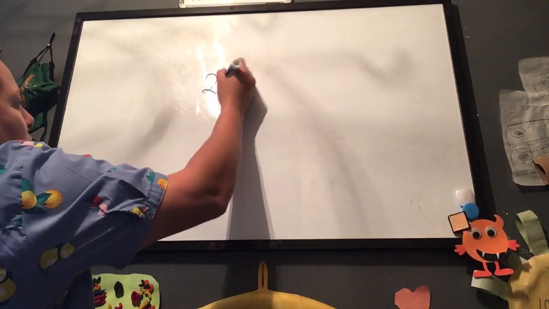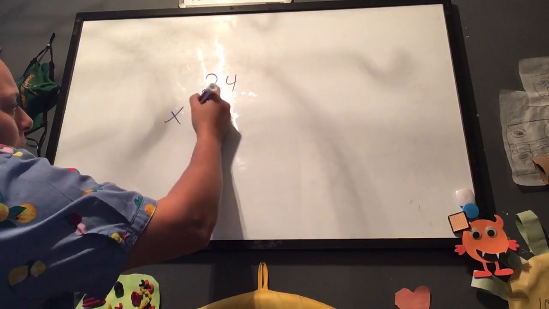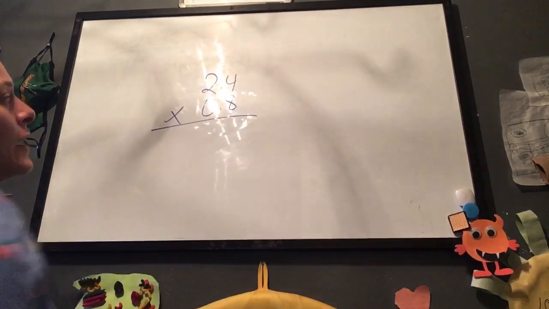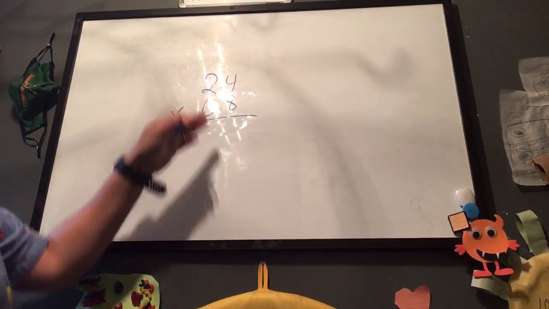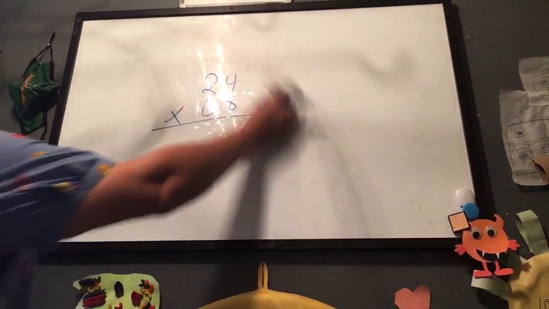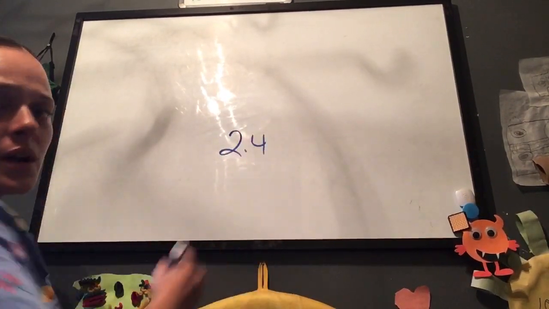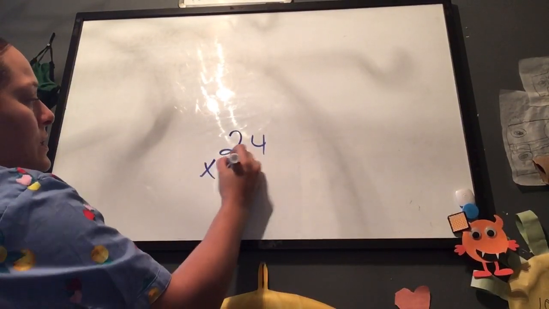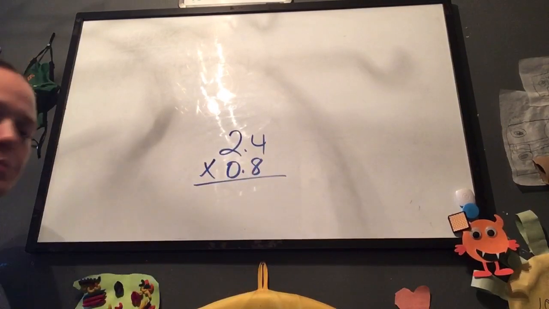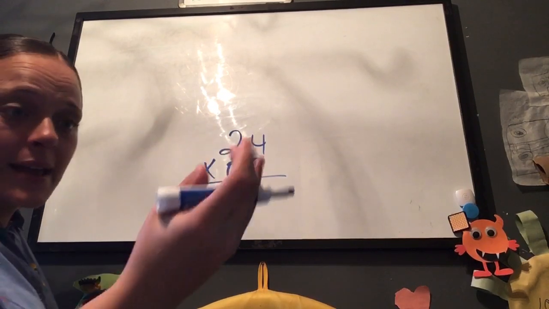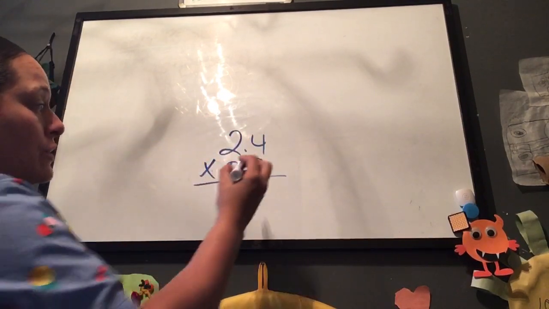So we are going to do multiplying of decimals. So let's say we have 2.4 times 0.8. Remember, we're lining up our decimals as always. Oh shoot, I'm sorry, can't see that too good. 2.4 times 0.8. So now we're going to do 8 times 4 is 8, 16, 24, 32.